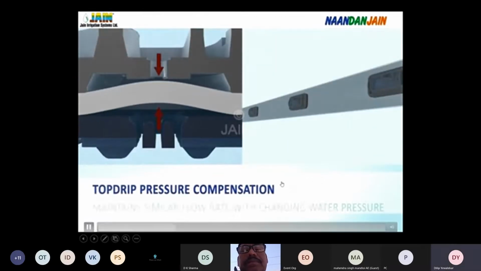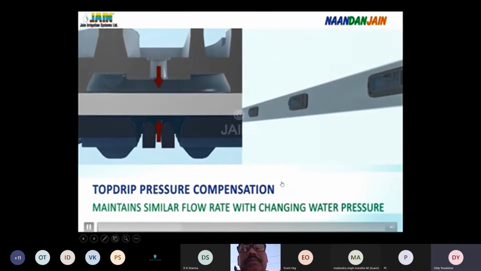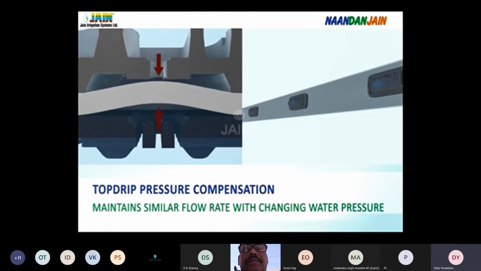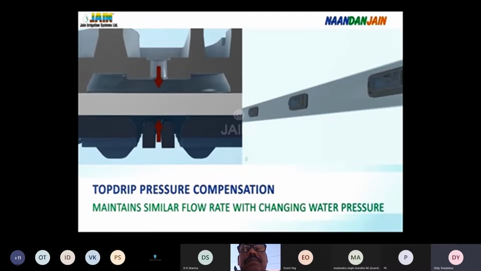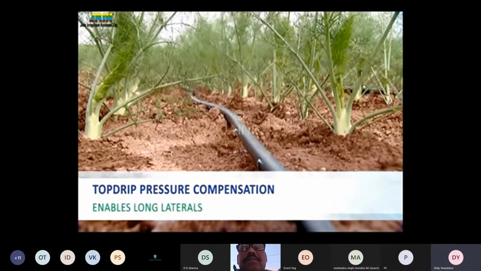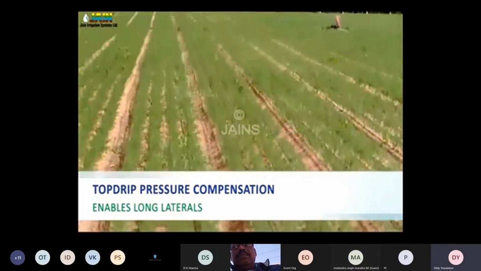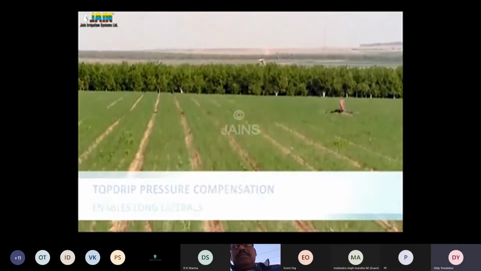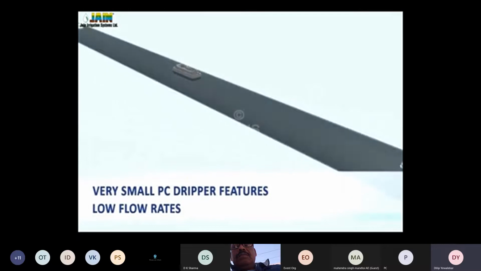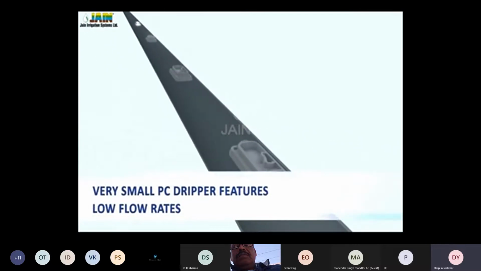See this mechanism. In the dripper, there is a silicon diaphragm inside, and this diaphragm acts as the pressure compensator. Like the tube in a vehicle tire, when the tire goes over a jump or anything, it gets compensated. The same principle is followed here.